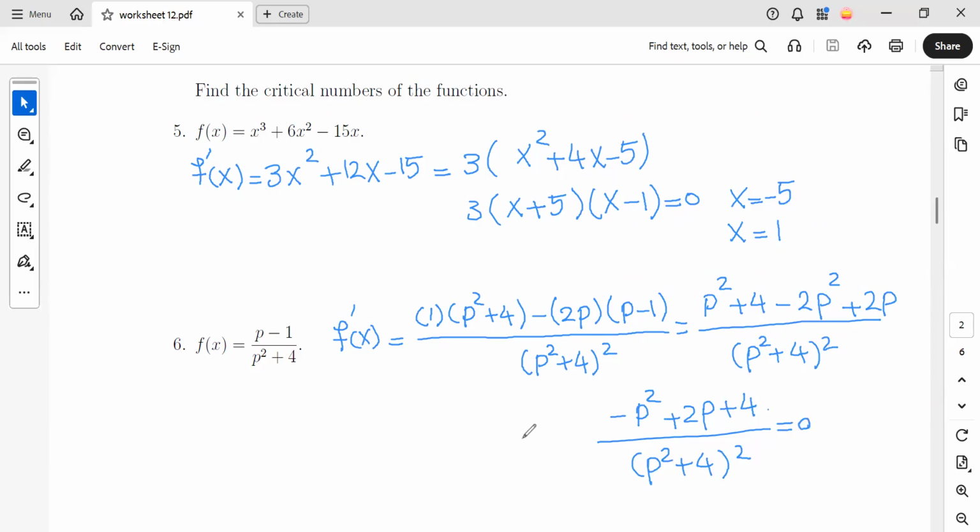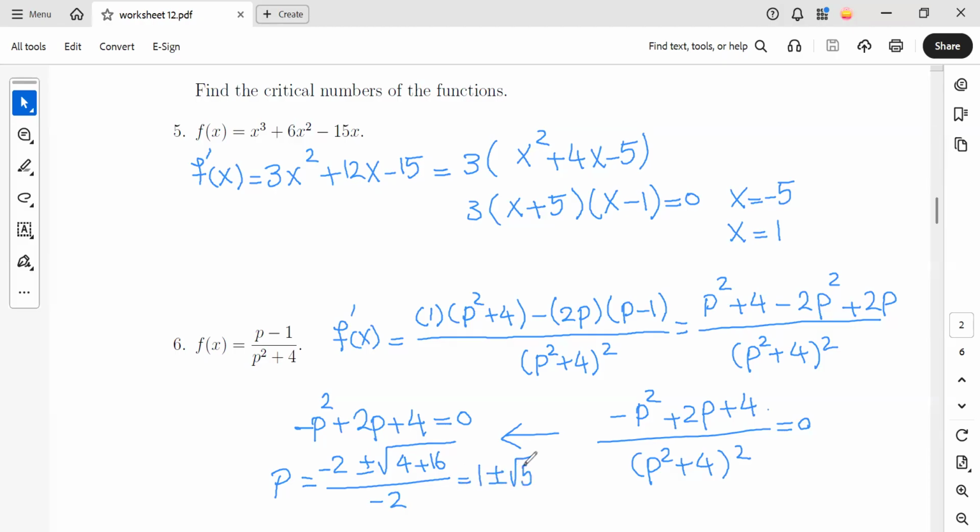We know that a fraction is equal to 0 when the numerator is 0. So this one equals 0. We would use the quadratic formula, and we have negative 2 plus or minus the square root of 4 plus 16 over negative 2. So we have 1 plus or minus the square root of 5 as critical points.